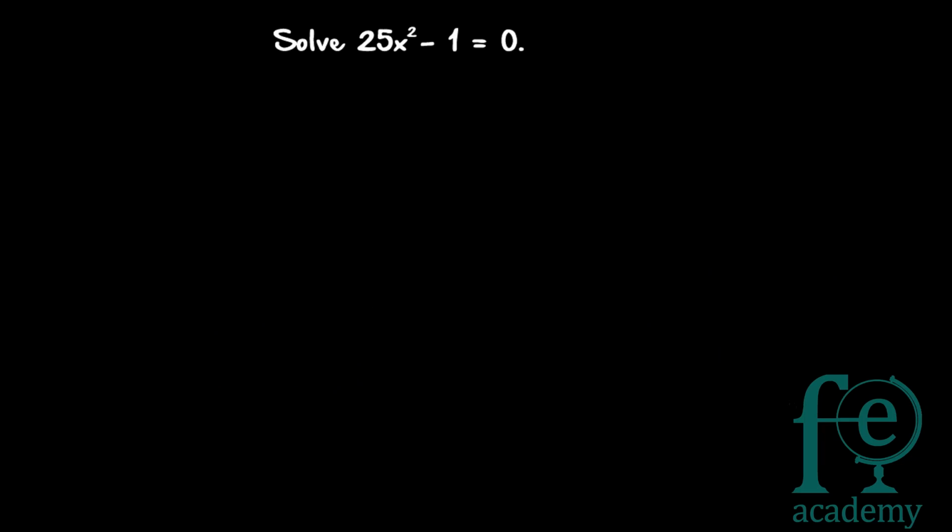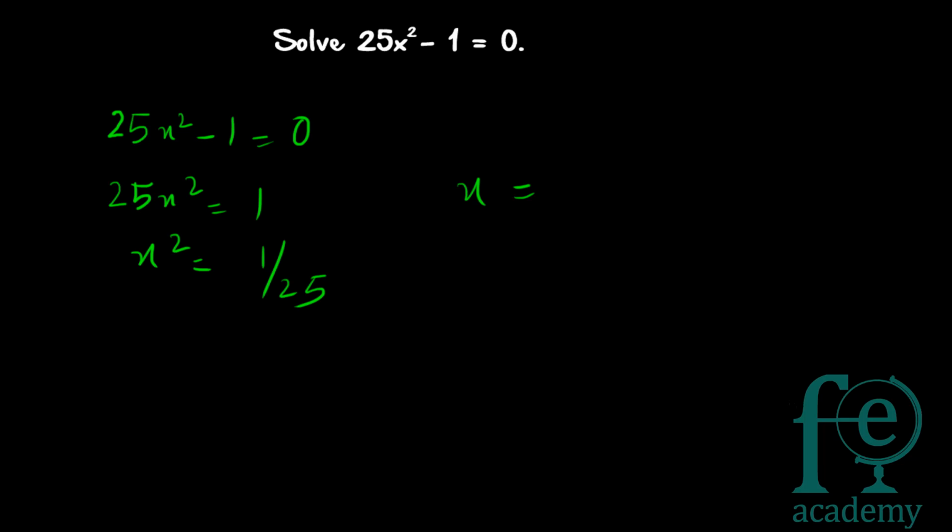So one more question, 25x square minus 1 is equal to 0. Here also it is a quadratic equation. The highest power of the unknown variable x is 2. Unknown variable is x and the highest power of x is 2. So it is a quadratic equation. So here there is no coefficient of x, but here you can directly write 25x square is equal to 0 plus 1, 25x square is equal to 1, which gives you x square is equal to 1 by 25.